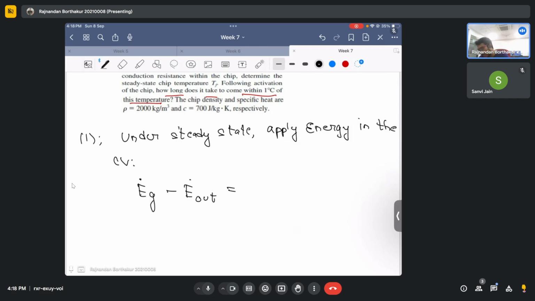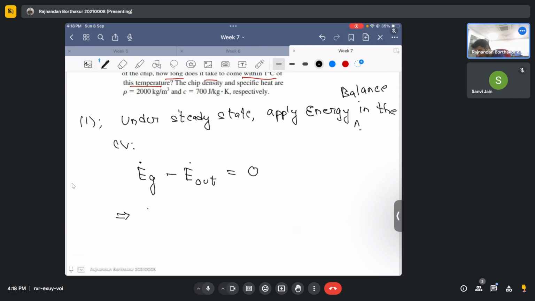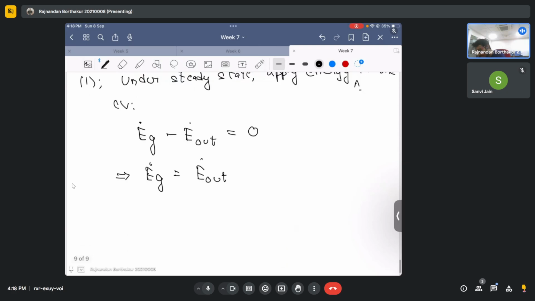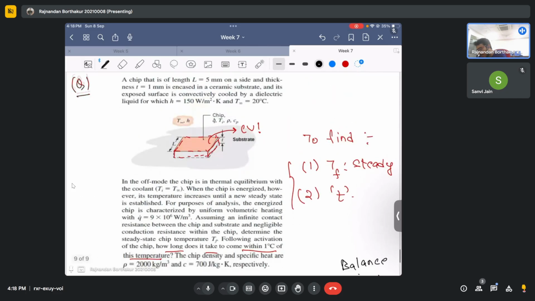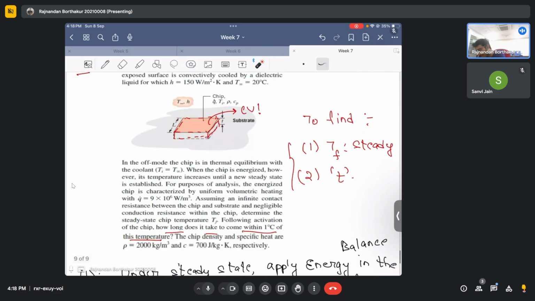Okay, so under steady state, if we apply energy balance in the control volume, I can simply write that the energy generated inside the chip minus the energy going out from the chip is equal to zero. Of course, the chip is at a higher temperature than the ambient, so there won't be any energy coming into the system. So we have not written E dot in here. Basically, this becomes E dot G is equal to E dot out. E dot G is known, right? Because we know the volumetric heat generation inside this chip, which is 9 times 10 to the power 6.